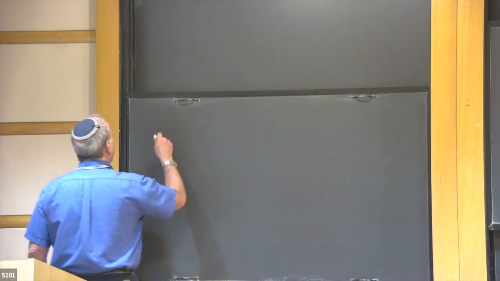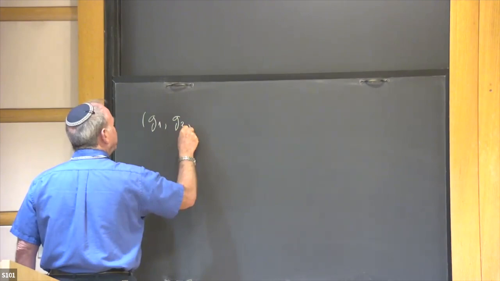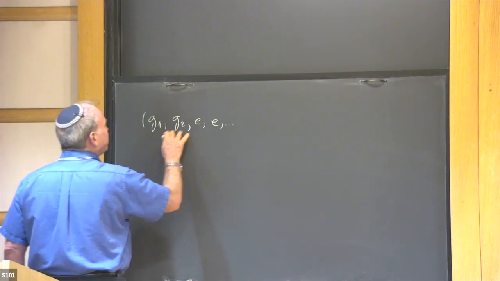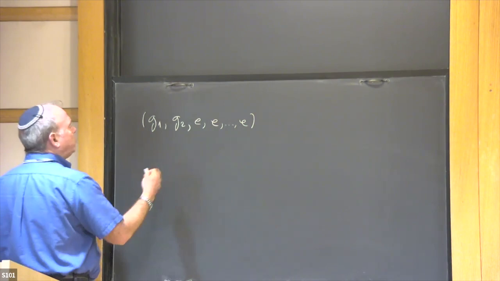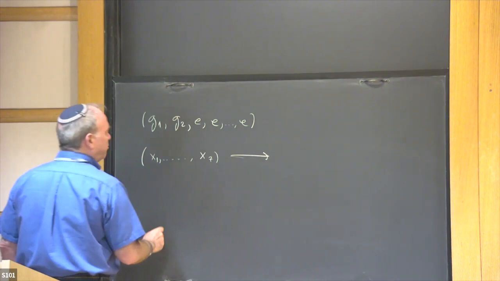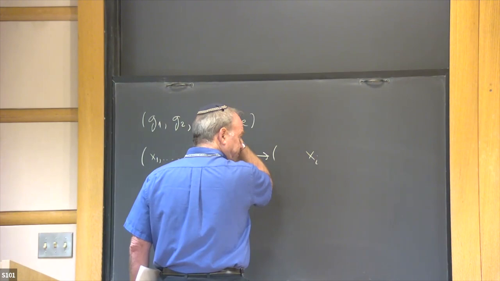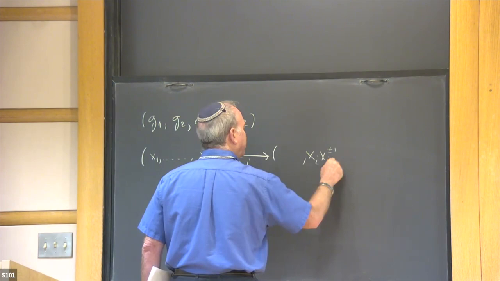Instead of taking just the two elements, you start with g1 and g2, look at g1, g2, and the identity, and a little bit more, like instead of two, take 7. And then start to act in the following way. If you are at x1 up to x7, then the move is: choose i, j randomly and multiply x_i by either x_j to the plus or minus 1.